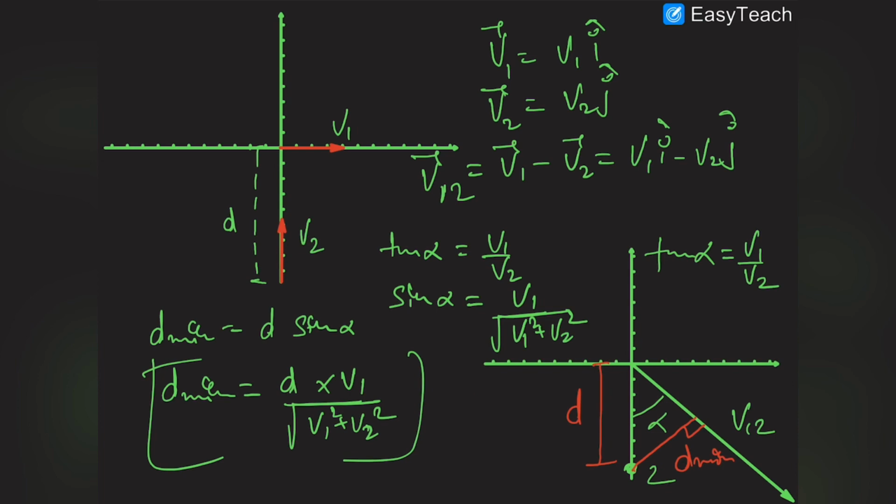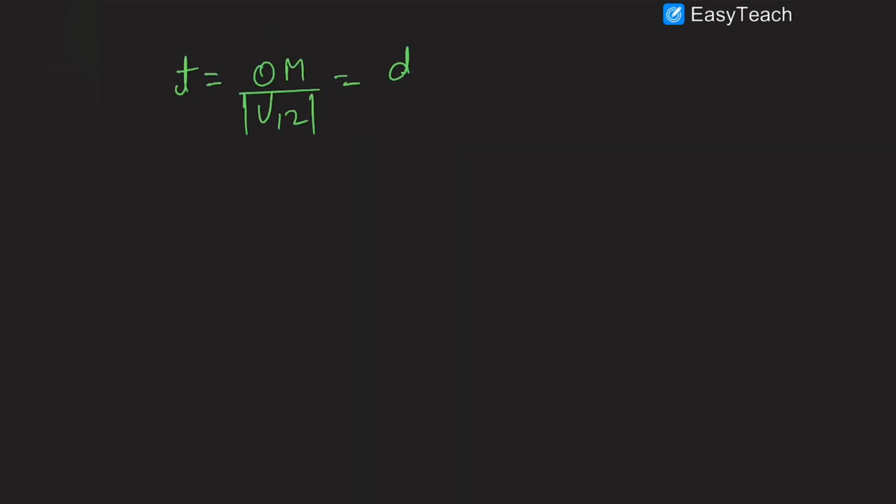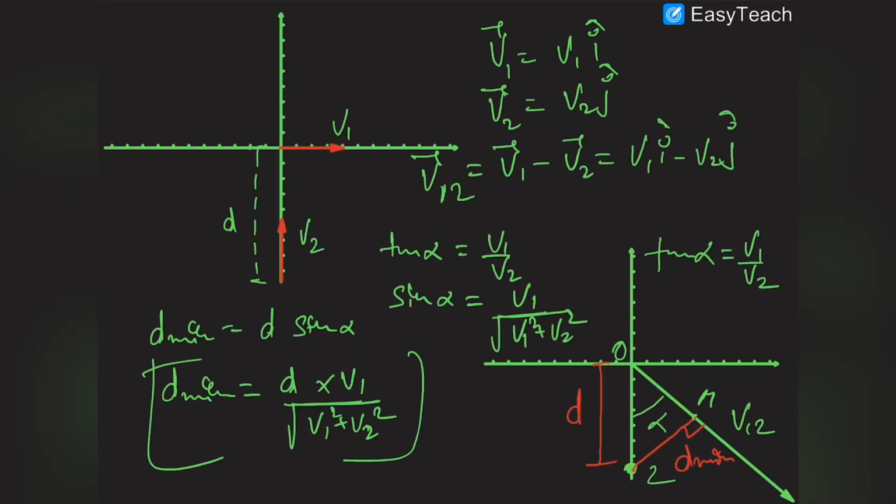And we have to find out the time also in which this minimum separation will occur. So you can again use the same method, that the time taken would be the time in which it would reach from O to M. So the time in which it would reach from O to M would be OM upon V12 magnitude. And OM is equal to d cos alpha. So this is d cos alpha upon V12 magnitude. So d is d and cos alpha is v2 upon under root v1 square plus v2 square.